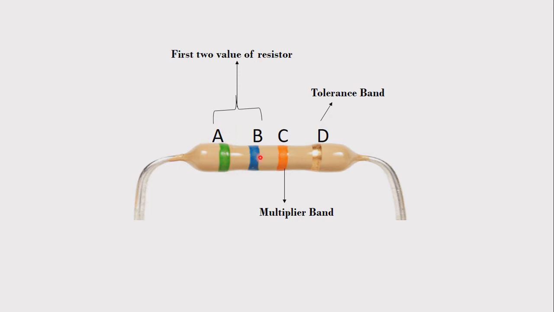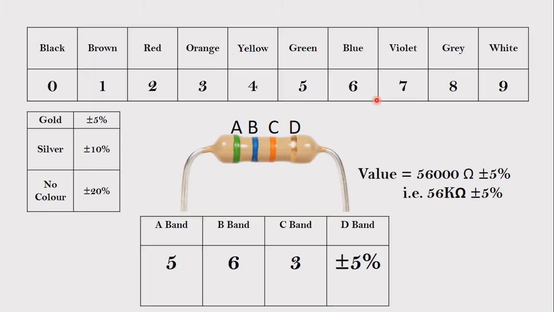Here the A and B bands represent the first two values of the resistor, the C band represents the multiplier band, and the D band is a tolerance band. Here I have the resistor color code table and the resistor. Now we will calculate how to find the resistor value.